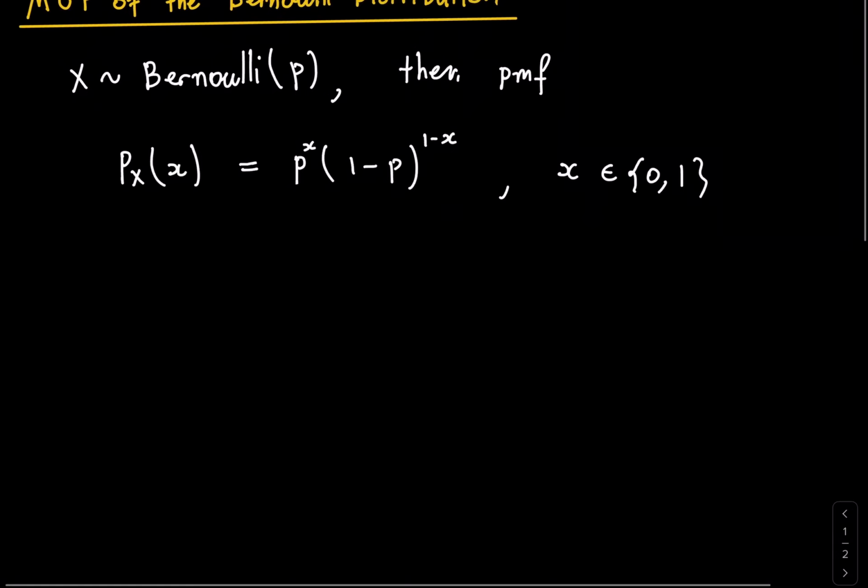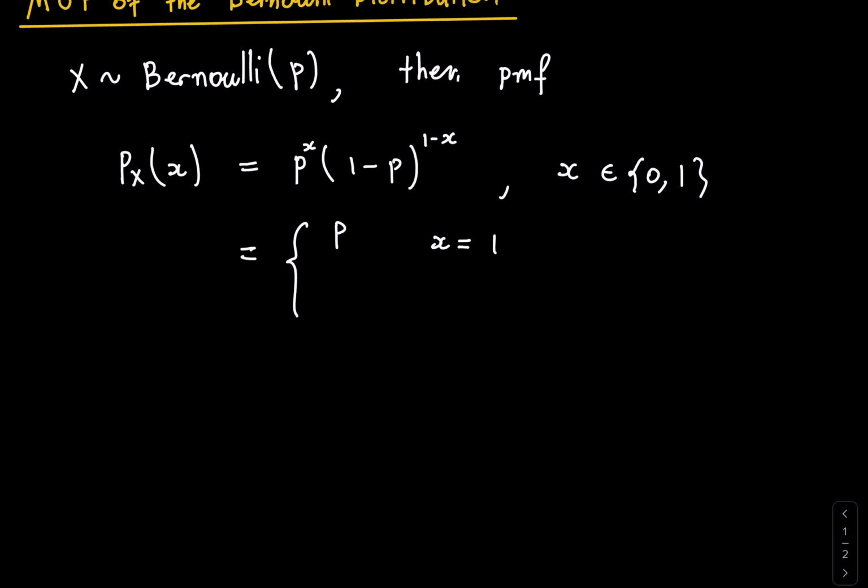And sometimes that can be written in a more common form, and that is equal to p when x is equal to 1, and 1 minus p when x is equal to 0. So of course, if you were to plug in those values of x equals 1 and x equals 0, you'd end up with this binary result. However, for the purposes of what we're going to be doing today, I'm going to be sticking with this expression here, only because it's a bit easier to use.